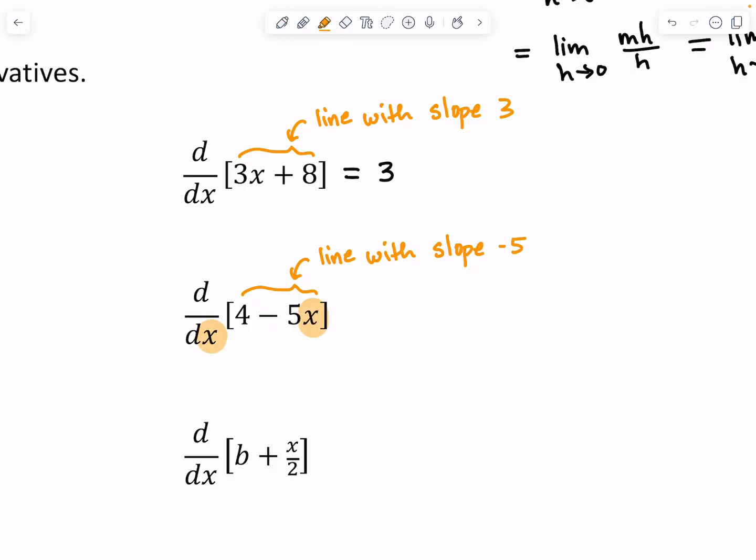So here's our independent variable. This has the form mx plus b, where m is -5 and b is +4. So we get the slope of this line, which is -5.